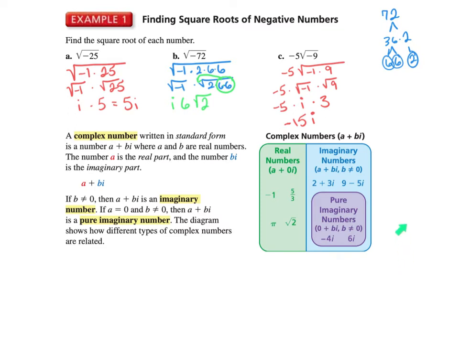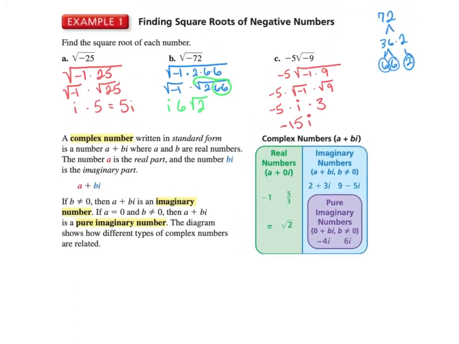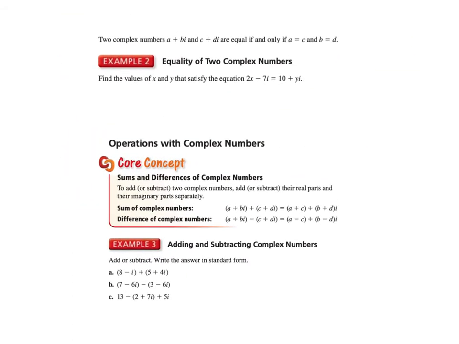So let's take a look. Examples on the next page. Two complex numbers, a plus bi and c plus di, are equal if and only if a equals c and b equals d. What does that mean? That means that they are equal if these two are the same and the b's and the d's are the same. So those have to match up. These have to match up. Okay? If they don't match up, they're not equal.